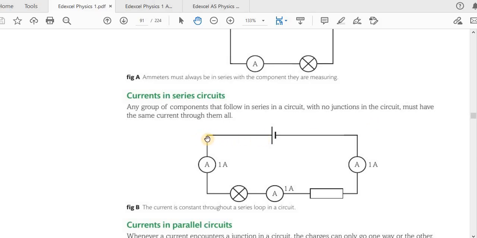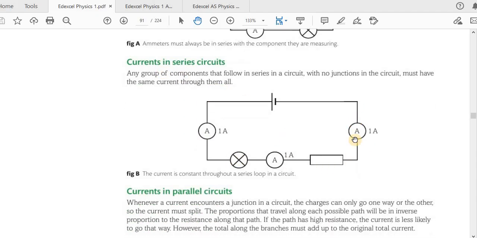Whatever current flows through any of these components is the same current flowing through the other components as well, because there is no other alternative path or junctions in the circuit. With no junctions in the circuit, there must be the same current through them all. So this is how you know that the components are connected in series. You can see the ammeter reads the current as 1 ampere. This ammeter, connected here between the lamp and the resistor, is also reading 1 ampere. Then this ammeter, connected between this resistor and the cell, also reads 1 ampere.